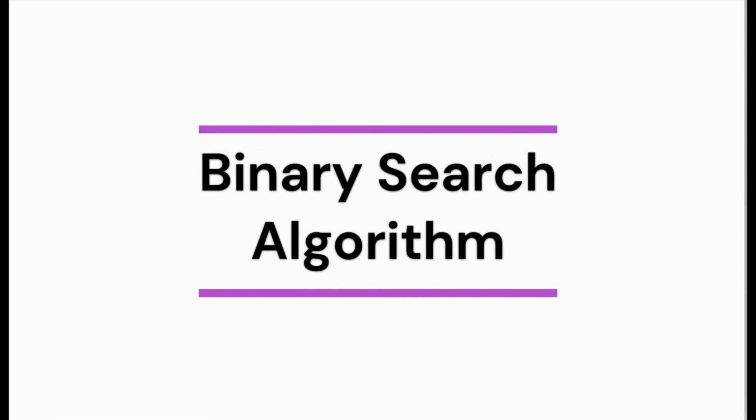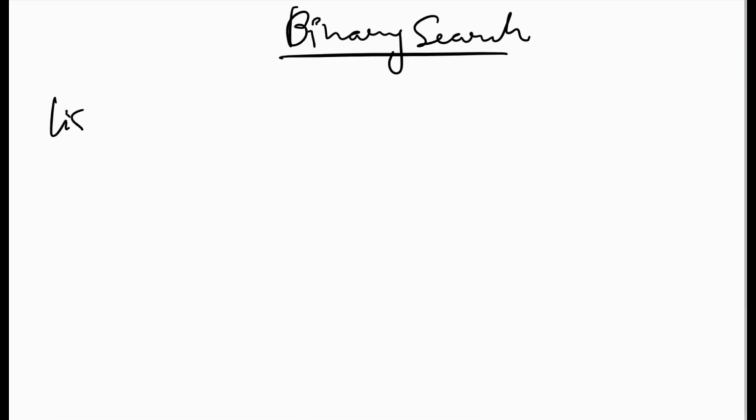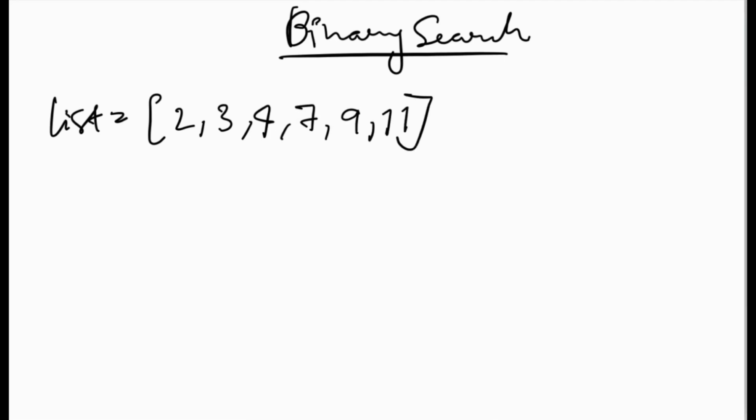So we are going to see binary search today. Let us take a list which contains 2, 3, 4, 9 and 11. In this we need to find the index value of 9. This can be done in a normal way by using the for loop. We are going to iterate through the list, search for the number, and return its index value.